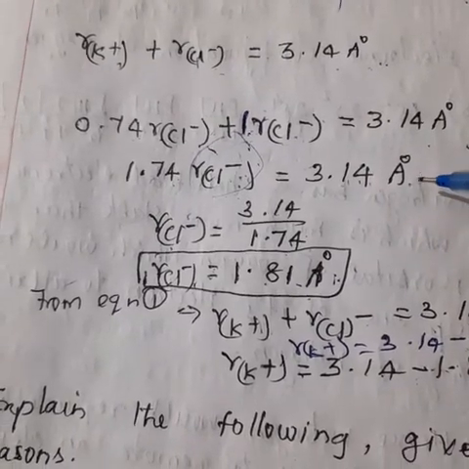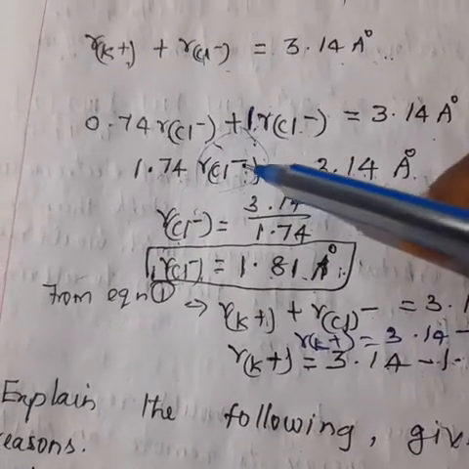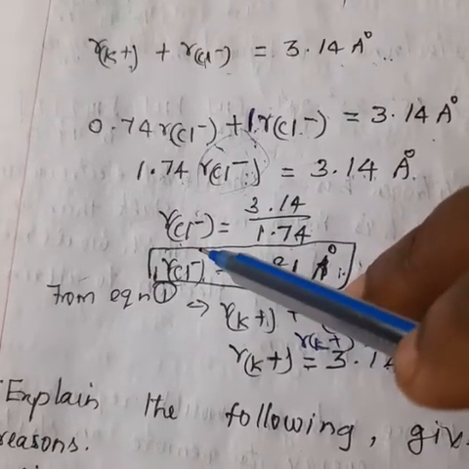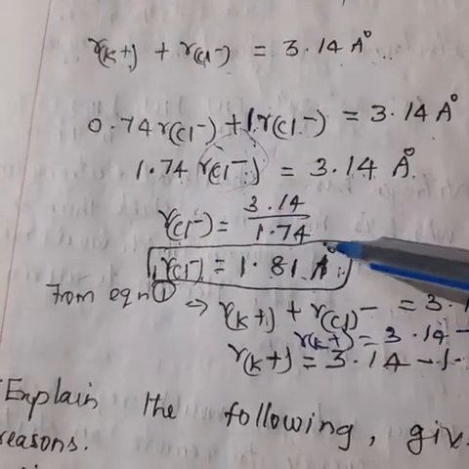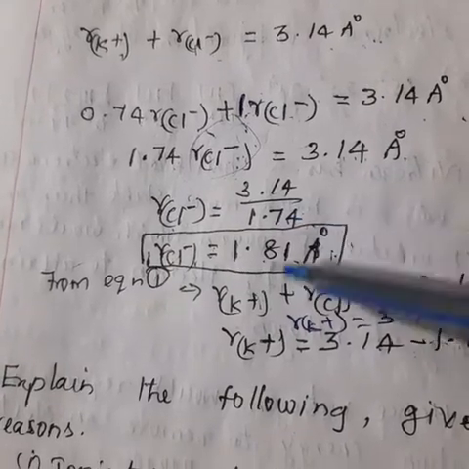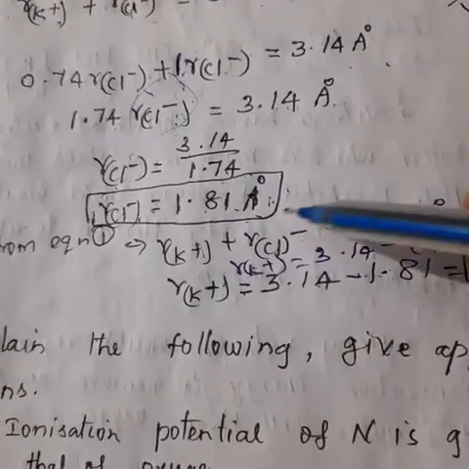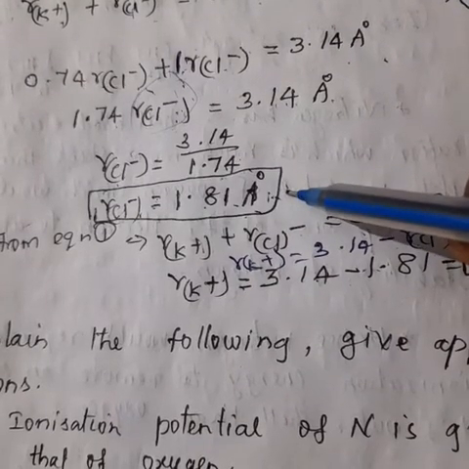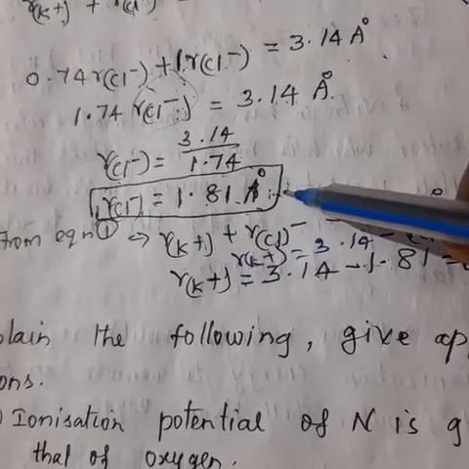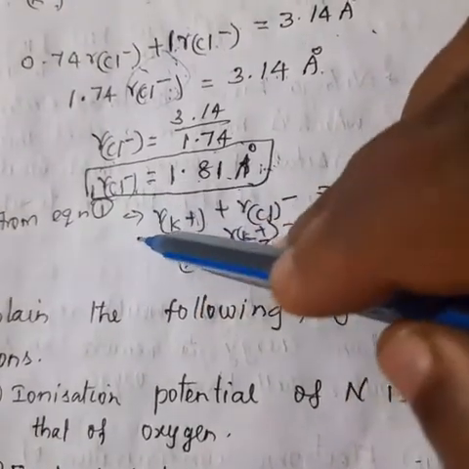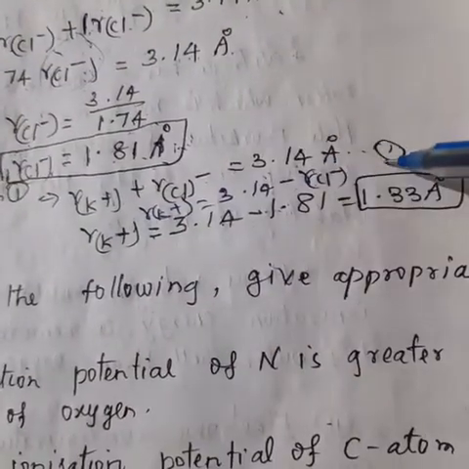So we can get RCl minus. RCl minus is equal to 3.14 by 1.74. So we get RCl minus equal to 1.81 Angstrom. This is the radius of the anion. From the radius of the anion value, we can calculate the radius of the cation. So this is equation number 1: RK plus RCl minus is equal to 3.14 Angstrom.